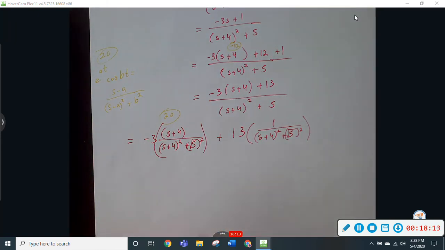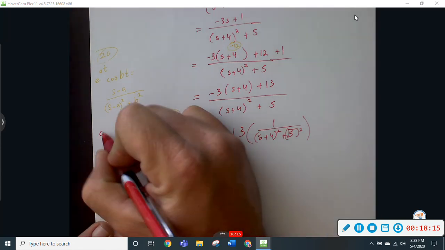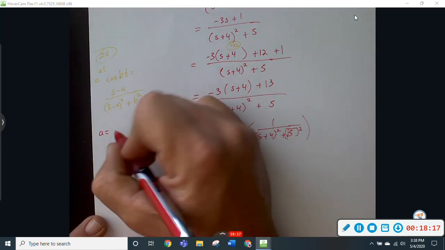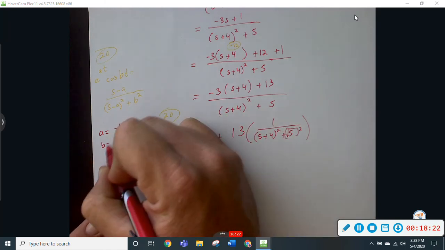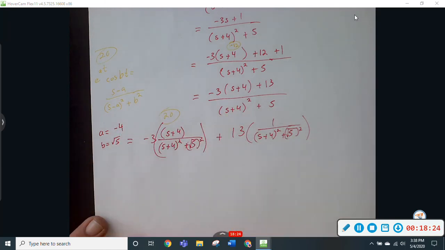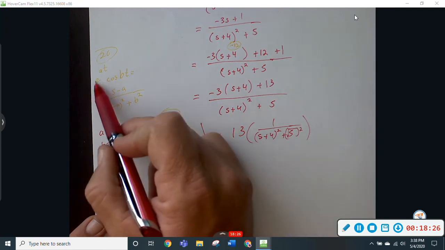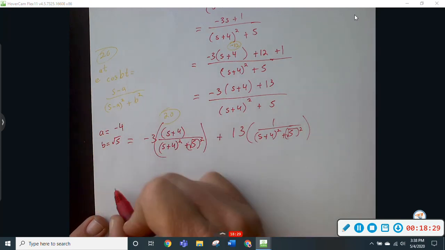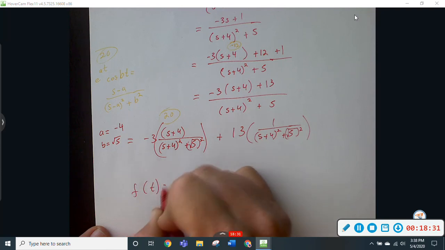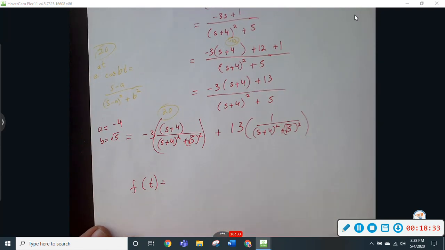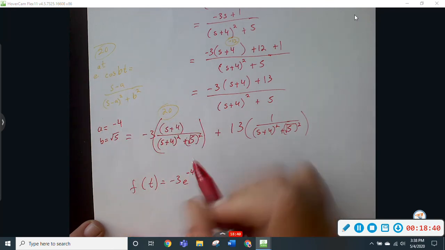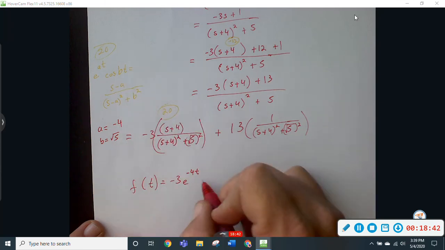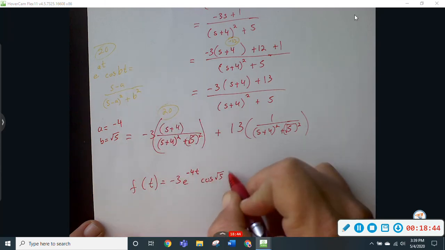All right, so can we just identify some of these pieces then? All right, thank you for letting me do that. Okay. A is negative 4, s minus a, so negative 4. B is the square root of 5. So let's put that into our formula here. So f of t equals negative 3 e to the at, e to the negative 4t, cosine bt, cosine square root of 5t.